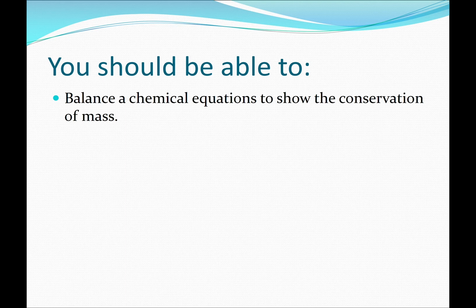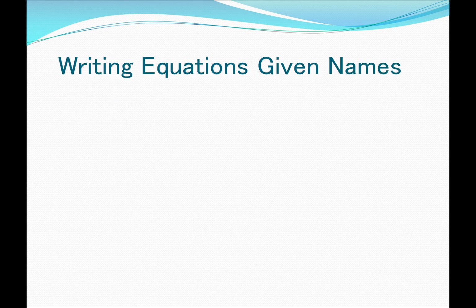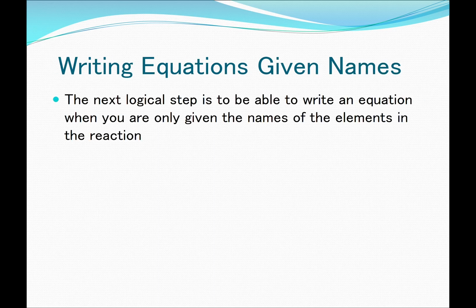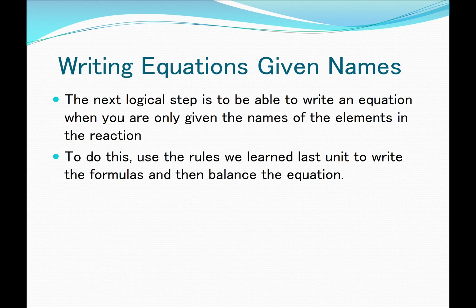At this point you should be able to balance a chemical equation to show conservation of mass. We'll do lots of practice with that in class. The next step that you should be able to do is write an equation when given names. So instead of being given formulas, if you're just given names of a reaction or an equation, you should be able to convert the names into formulas, and then balance the reaction.